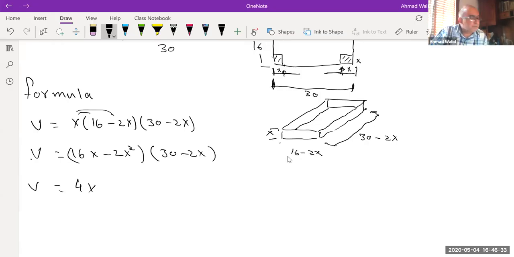4x cubed minus 92x squared plus 480x. Check for me, if you FOIL, do you end up with this function? Take a minute and check it.